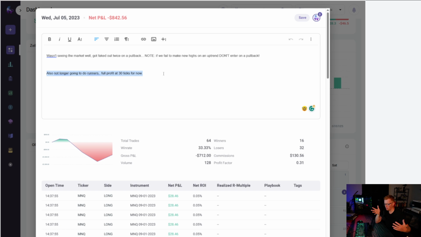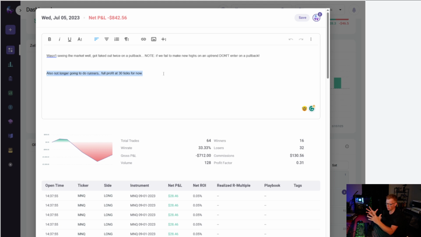I was always, in the past, doing two contracts, and my initial target was 30 ticks. And then after that, I would try to get a runner going, and my stop was moved to break even. And it just wasn't working out. In the long run, I was getting stopped out for break even more than I was getting a runner. It was messing up my R to R ratio as well. Not that I put that much value on that, but it just wasn't working.